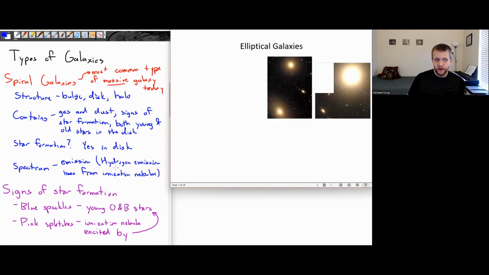So that's kind of the summary of spiral galaxies. They're the most common type of massive galaxy today. They have the bulge, the disk, and the halo. They contain gas and dust in their disk, signs of star formation, old and young stars, and they have emission spectra. So let's now look at another type of galaxy that we call elliptical galaxies.